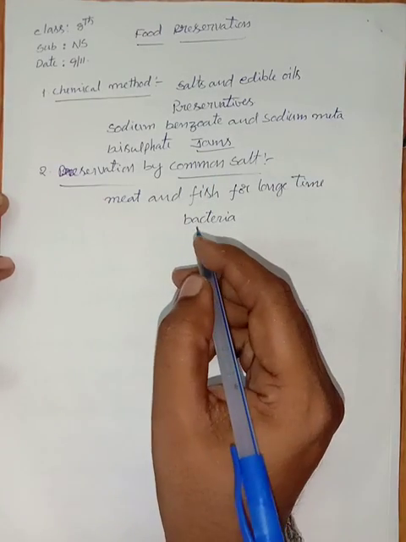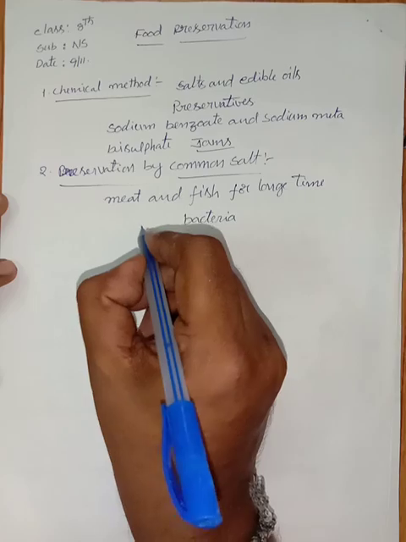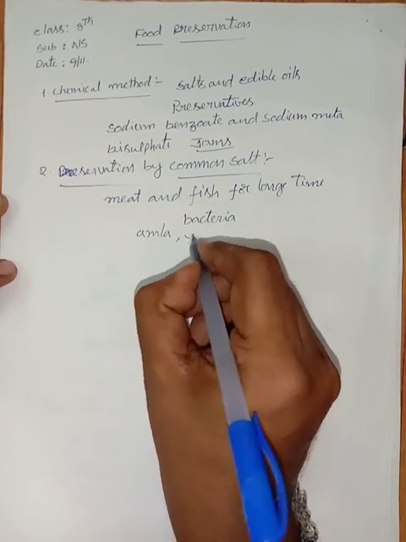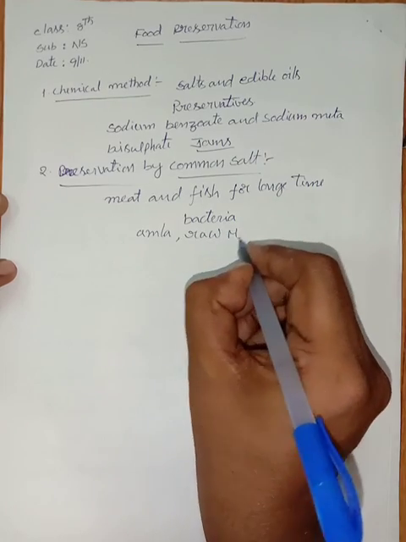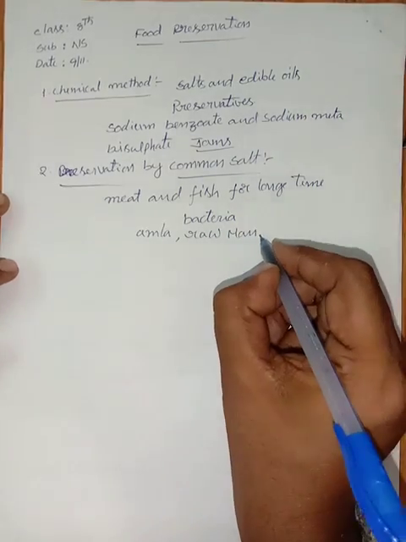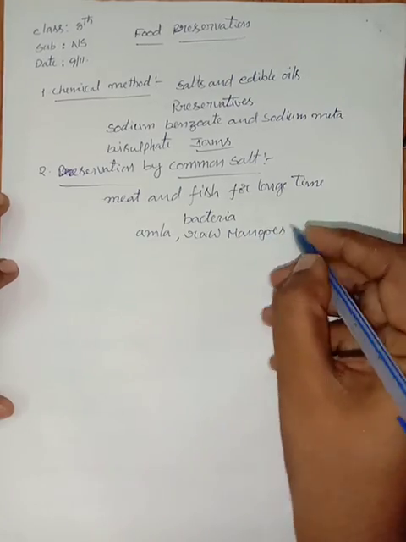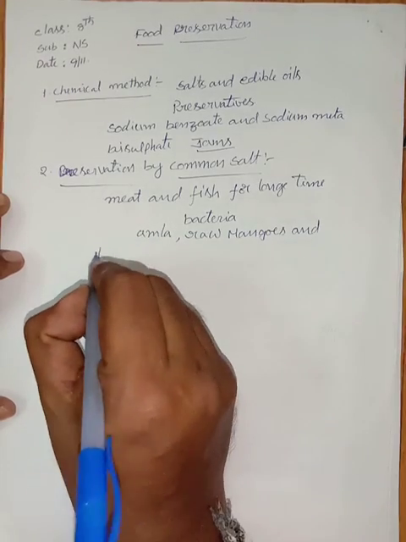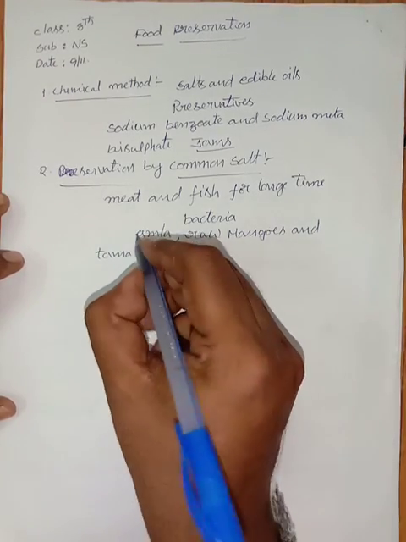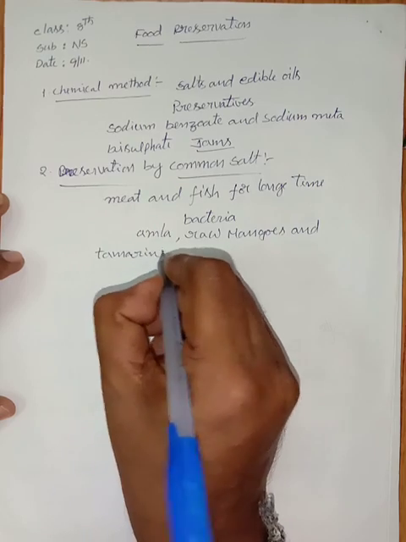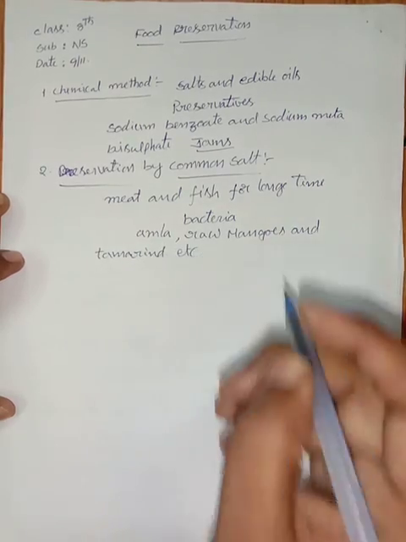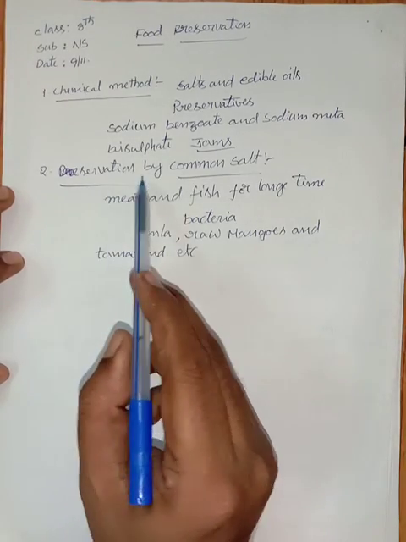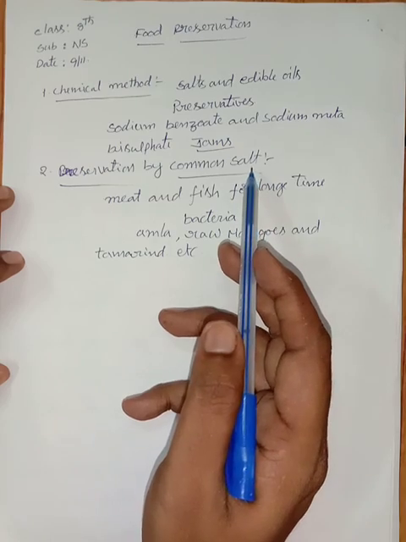Salting is also used to preserve amla, raw mangoes, and tamarind, etc. So the second food preservation method is preservation by common salt.